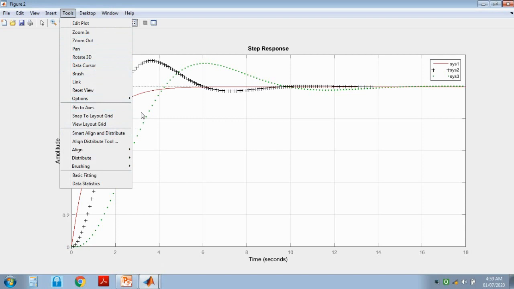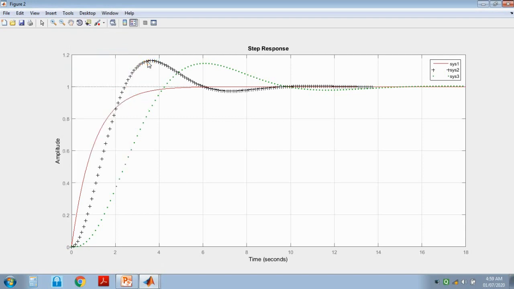So here, if we consider the step response of all these three systems, it is observed that for the first system, the red color plot, there is no overshoot. So the system is highly stable as shown. The maximum amplitude is 1, exactly equal to the set point, that is 1. So there is a perfect set point tracking.